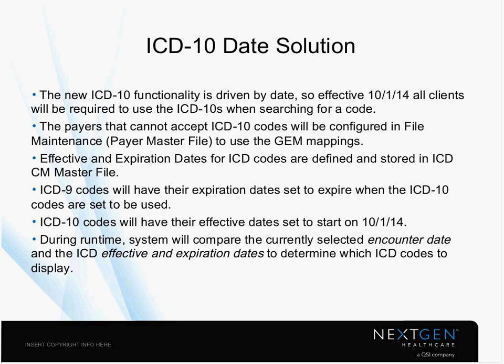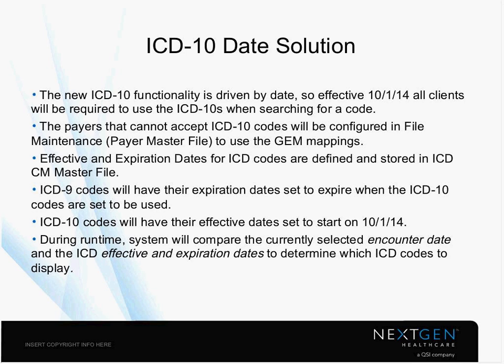During this time, the system will compare currently selected encounter dates and ICD effective and expiration dates to determine which ICD codes to display. So what's going to happen is the algorithm behind the scenes is going to look at the actual encounter date highlighted on, so patient location, provider, and date. That encounter date is going to be very important at this point.